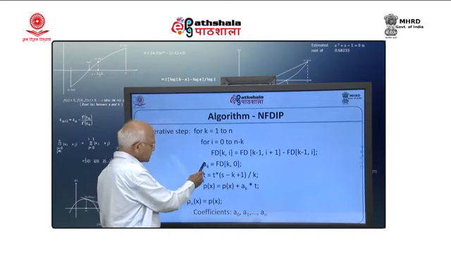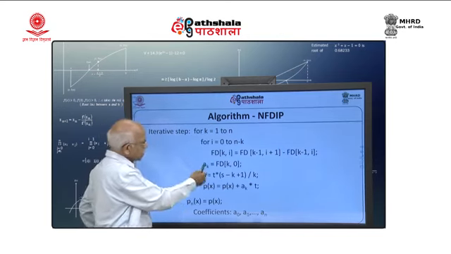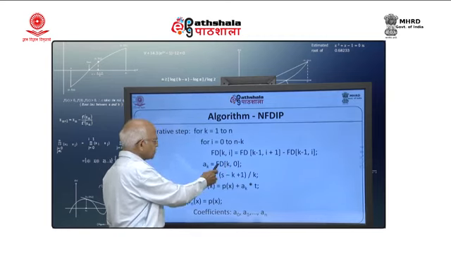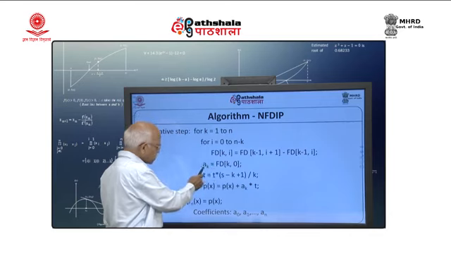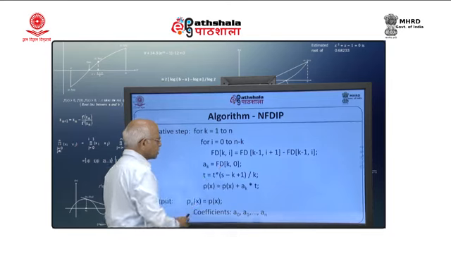Now, a k: you know that when you are using the forward difference interpolating polynomial, we are simply using the kth order difference at x 0 only, and therefore I am taking fd k 0 as my coefficient a k. So, all the a k's are going to be given by fd k 0.